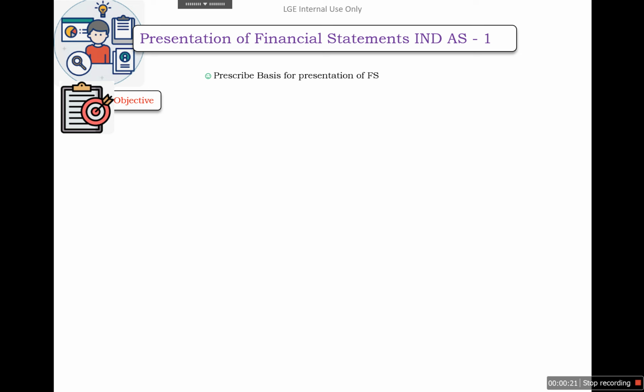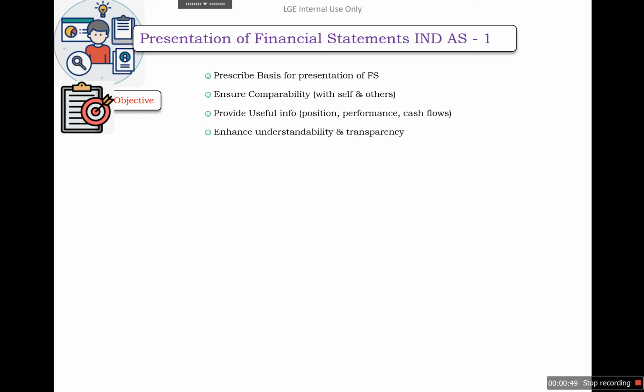The focus of Ind AS is to bring comparability among the financial statements of different entities. So, it ensures comparability within the organization across different years, and with other organizations, and it provides useful information about the position of the company, its performance, and the cash flow statements. And with its uniform concepts and principles, it enhances understandability and transparency.